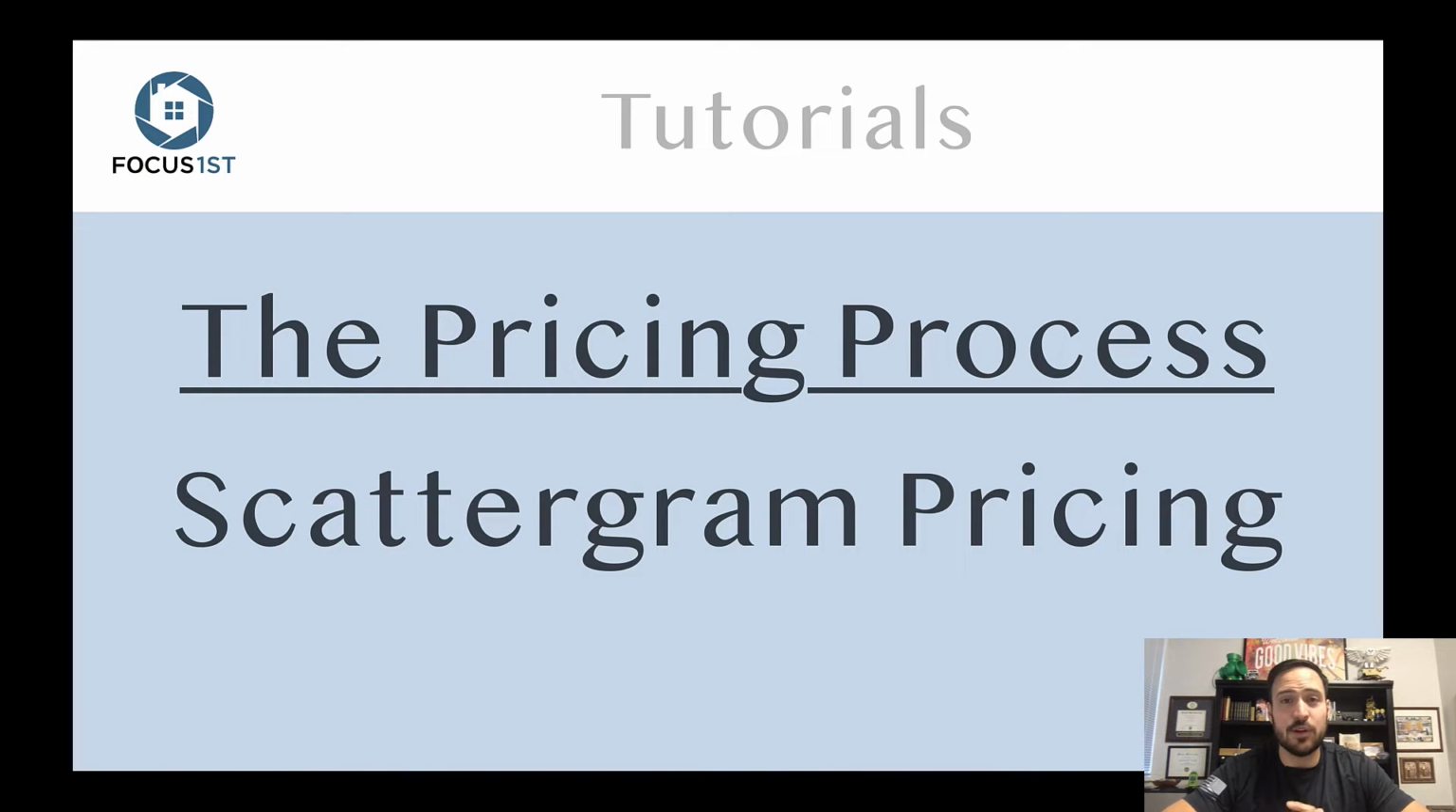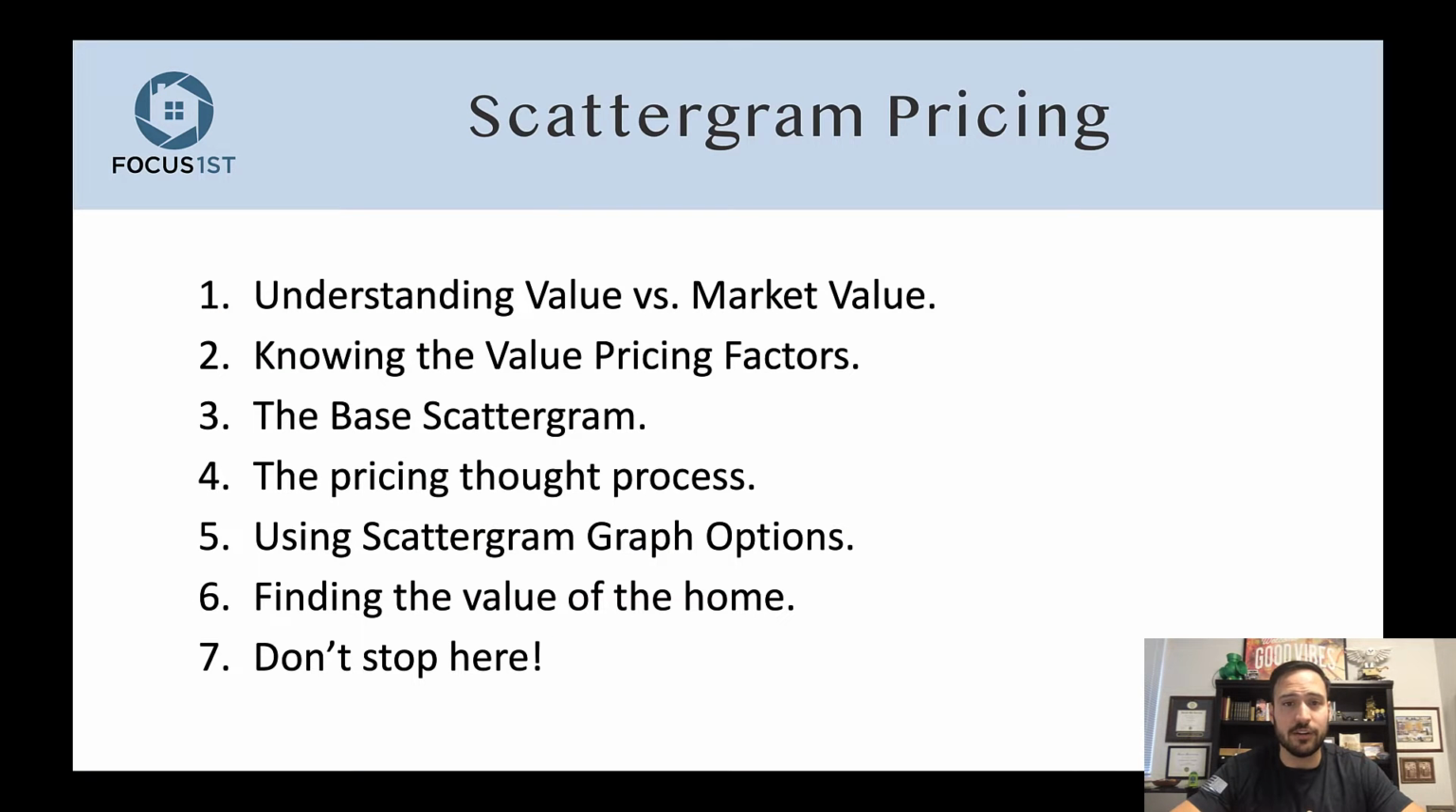The next step in the pricing process checklist is finding the value of the home based on recent sales. Now we do that using a thing called Scattergram Pricing. Scattergram Pricing is a key graph and a powerful tool in the Focus First software. It really allows us to understand and figure out what the value is, which is different than market value. Helps us really know the value pricing factors and really helps us find things.